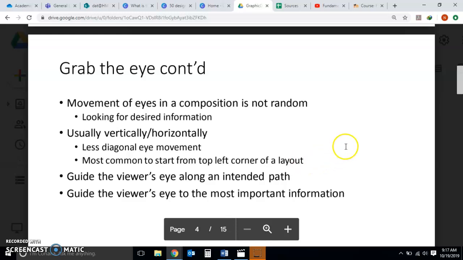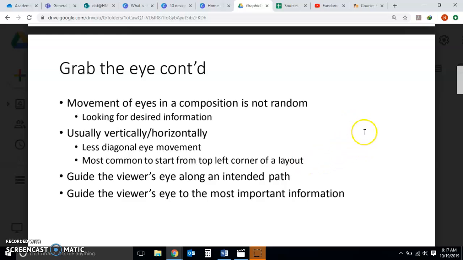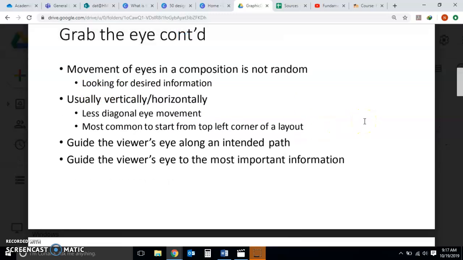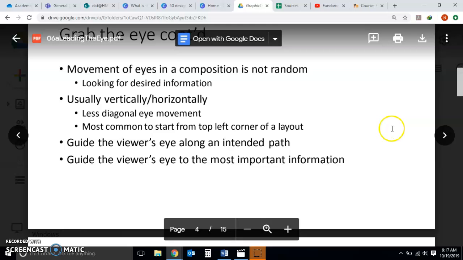So still on grabbing the eye, movement of eyes in a composition is apparently not random, right? People move their eyes because their eyes are being led, so they look for desired information. Say it's a poster at the Health University and we are having a discount of 50%. The discount part would eventually get people's attention the most, so they might look there first. Only then do they read the terms and conditions. This happens with a lot of advertisements.